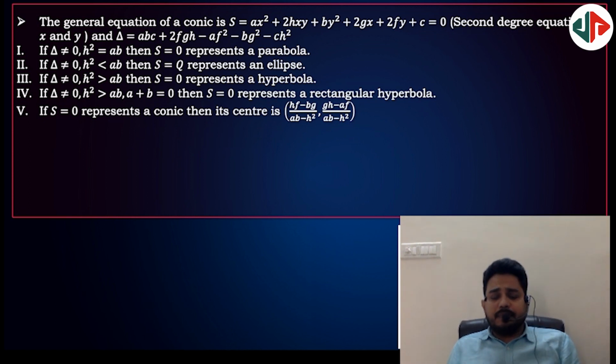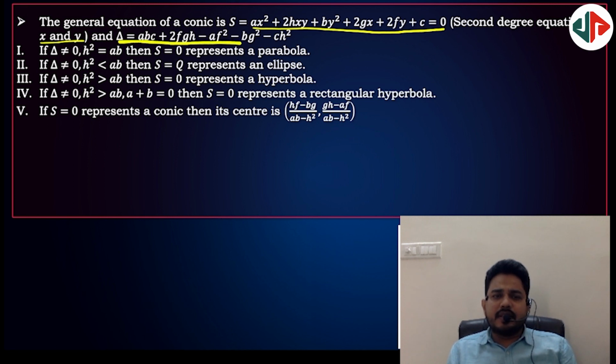Now the general equation of the conic. What is the general equation? That is the second degree equation: ax square plus 2hxy plus by square plus 2gx plus 2fy plus c is equal to 0. This is the general second degree equation, and this is the delta of this equation.